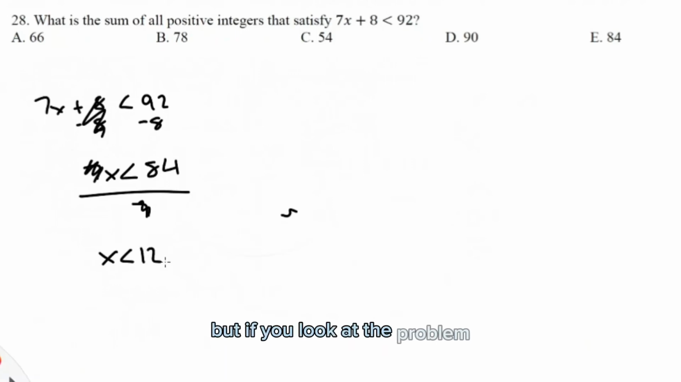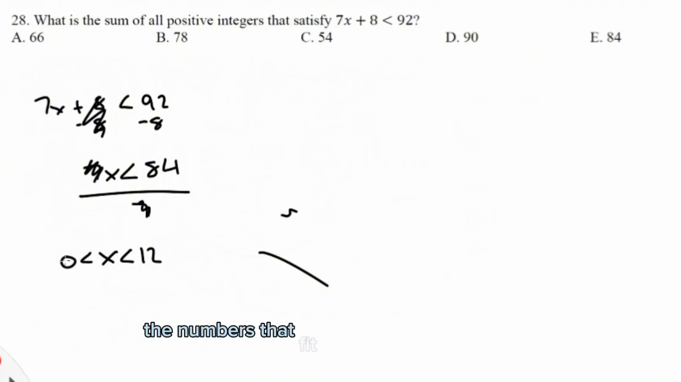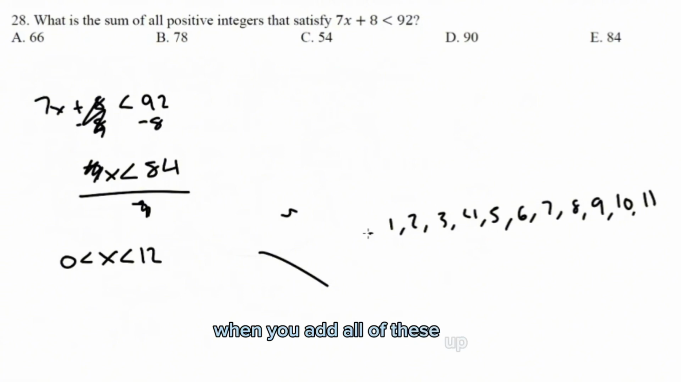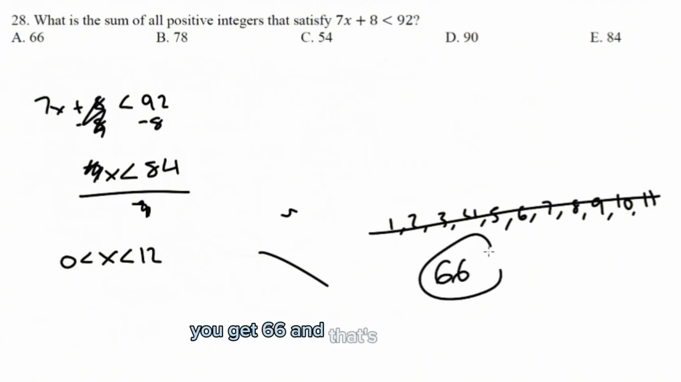But if you look at the problem, it also says all positive integers. So x has to be greater than 0. The numbers that fit between this range are 1, 2, 3, 4, 5, 6, 7, 8, 9, 10, and 11. When you add all of these up, you get 66, and that's your answer.